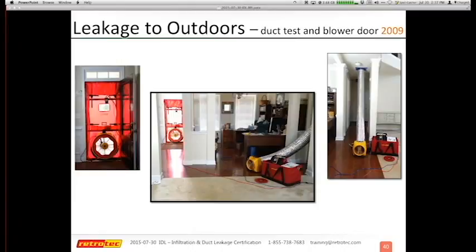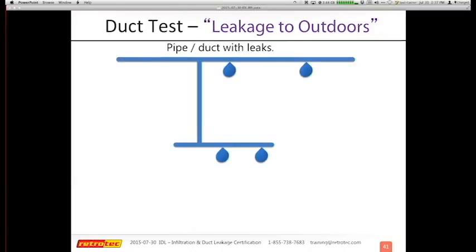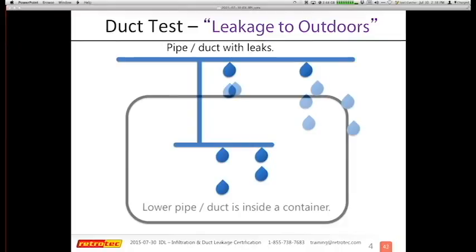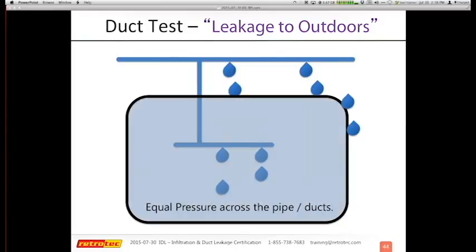Right? So I tried to come up with an illustration that might explain leakage to outdoors. When I first started, it took me a long time to really understand the concept of what this is doing. So we're going to say that we have a couple of pipes here that have some leaks. We could also consider these ducts that have the leaks. So I'm leaking out of my pipes. Then I decide to take one section of ducts and put it in the envelope, or put it in a container. Notice that the leaking on the top is going around the envelope, or around the container, but all of the leakage that's inside the container is still leaking.